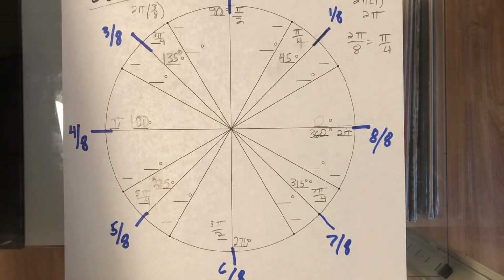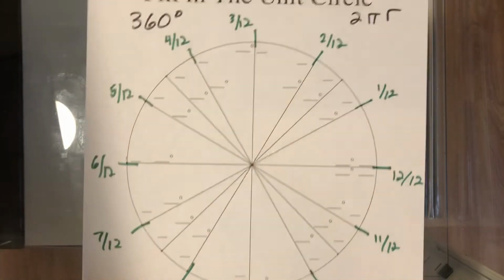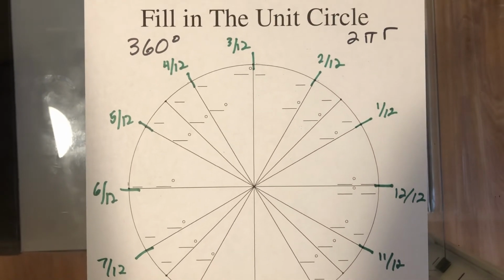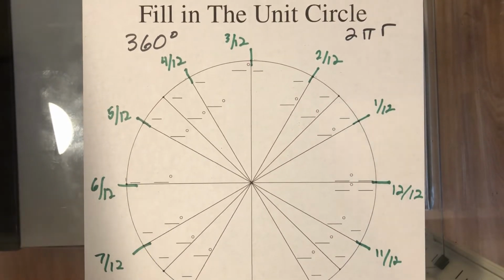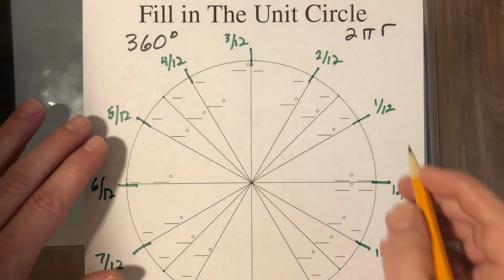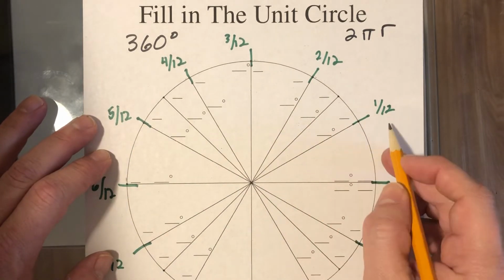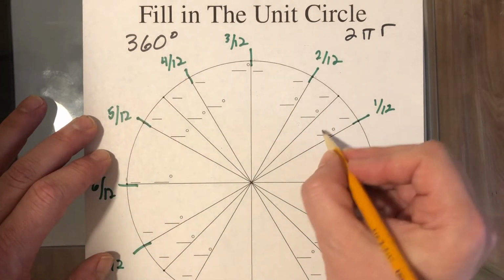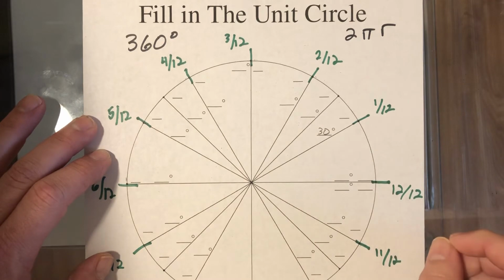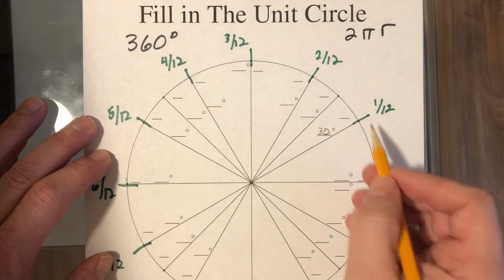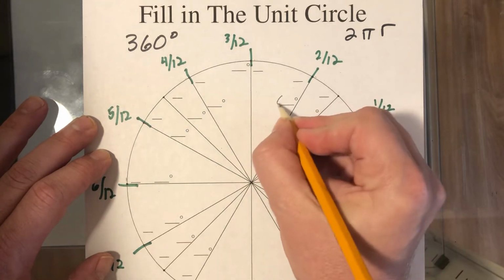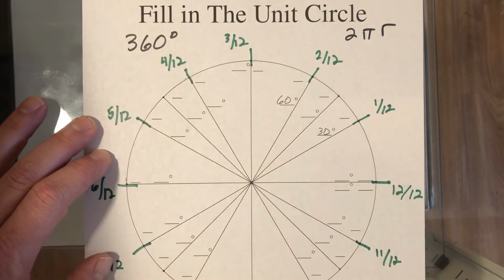Next, I'm going to look at what happens when you divide it up into twelfths, okay? So if I look at this unit circle right here, I've divided it into twelfths, all right? So if I want to find the degrees of 1/12 of a circle, I just take the 360 divided by 12, and that's going to make this 30 degrees, okay? If I go over here to 2/12, which is 1/6, that's going to make it 60 degrees because 1/6 of 360 is 60 degrees.